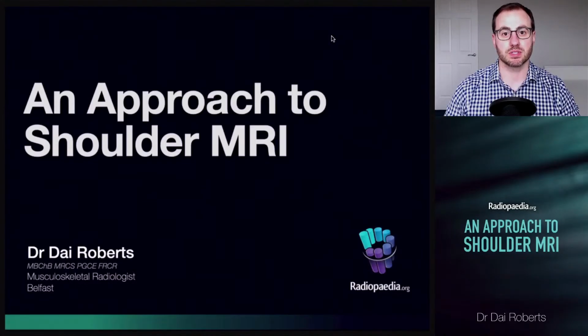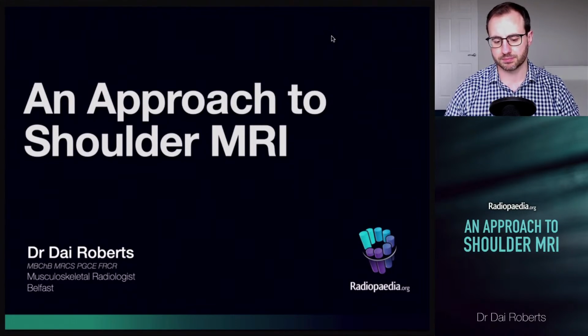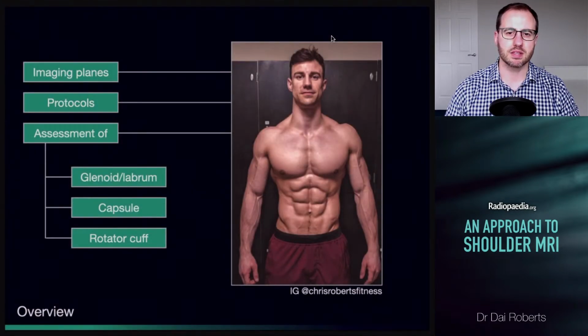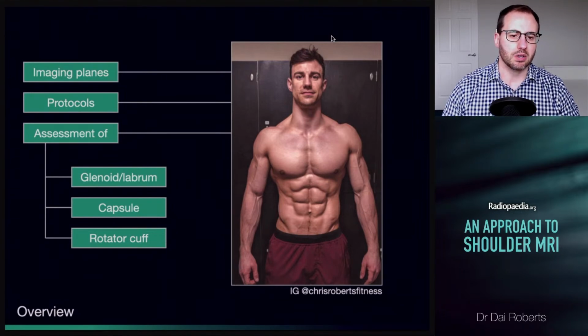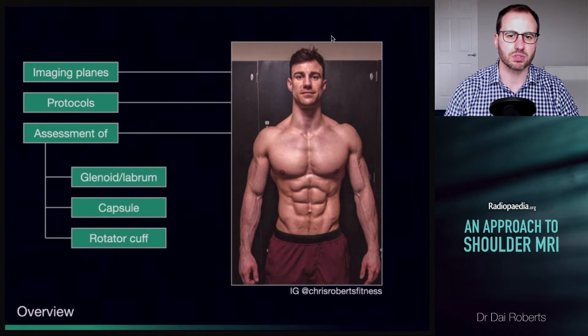Hi, I'm Dai Roberts. I'm a consultant based in Belfast, and over the next 35 minutes or so, we're going to be talking about an approach to shoulder MRI. These are the things we're going to cover today. We're going to be talking about imaging planes and how best to assess the adequacy of the sequences obtained. We'll be talking about the protocols and why we use them and when best to use them. And then we're really going to focus on those three main things: the glenoid and labrum, the capsule, and the rotator cuff.